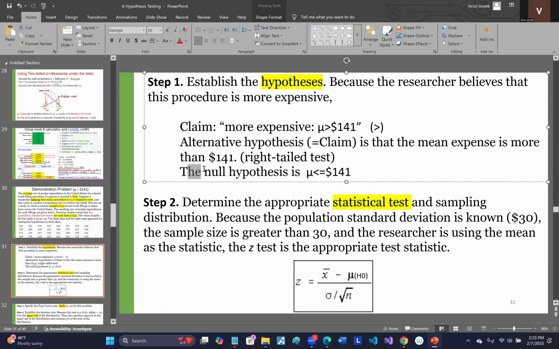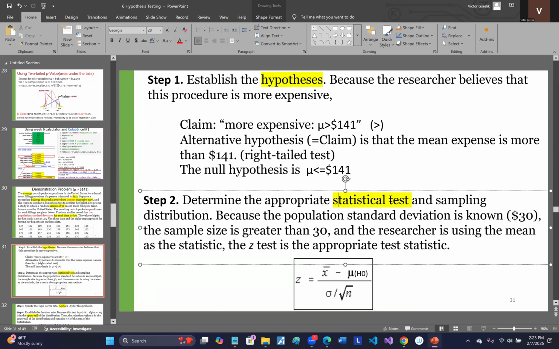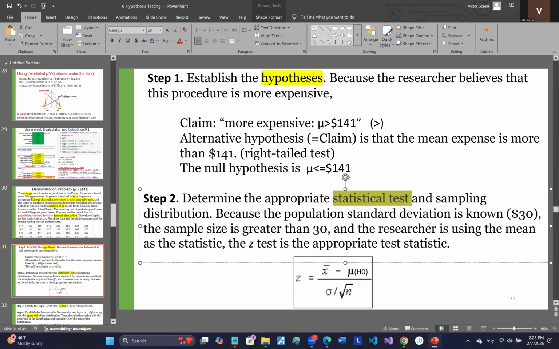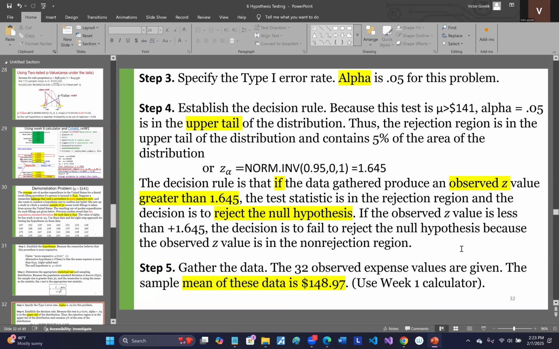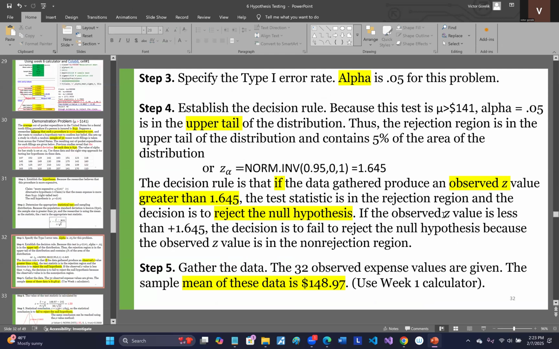Step 2. Determine the appropriate statistical test and sampling distribution. Because the population standard deviation is known, $30, the sample size is greater than 30, and the researcher is using the mean as the statistic, the z-test is the appropriate test statistic. Step 3. Specify the type 1 error rate. Alpha is 0.05 for this problem.